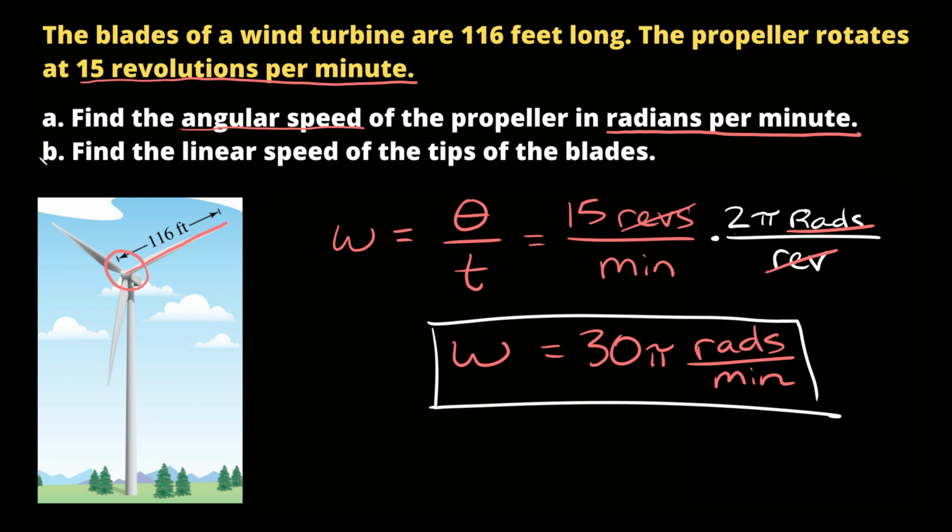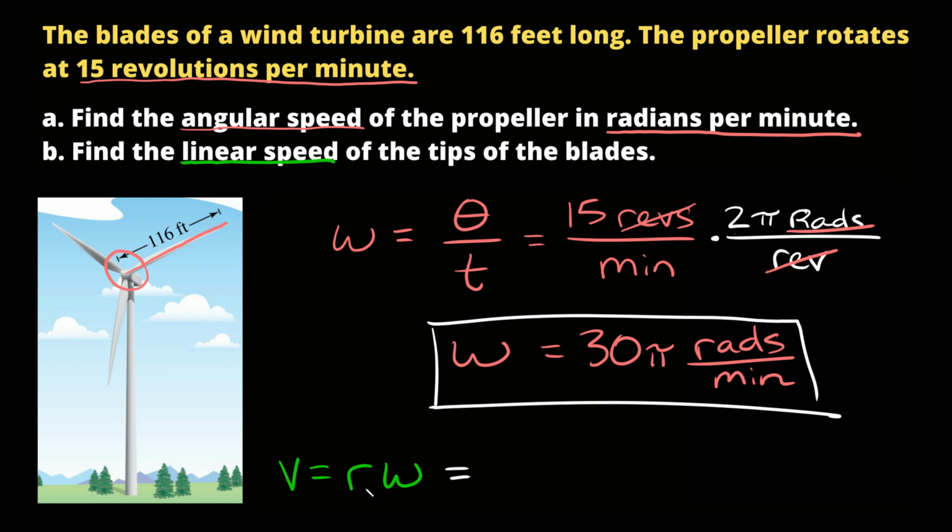Now lastly, let's find part B. Part B just says find, this time, the linear speed of the tips of the blades. There are a couple of different ways we could do this, but one way is by using the linear speed formula that relates linear speed to angular speed, which is v equals r times omega.